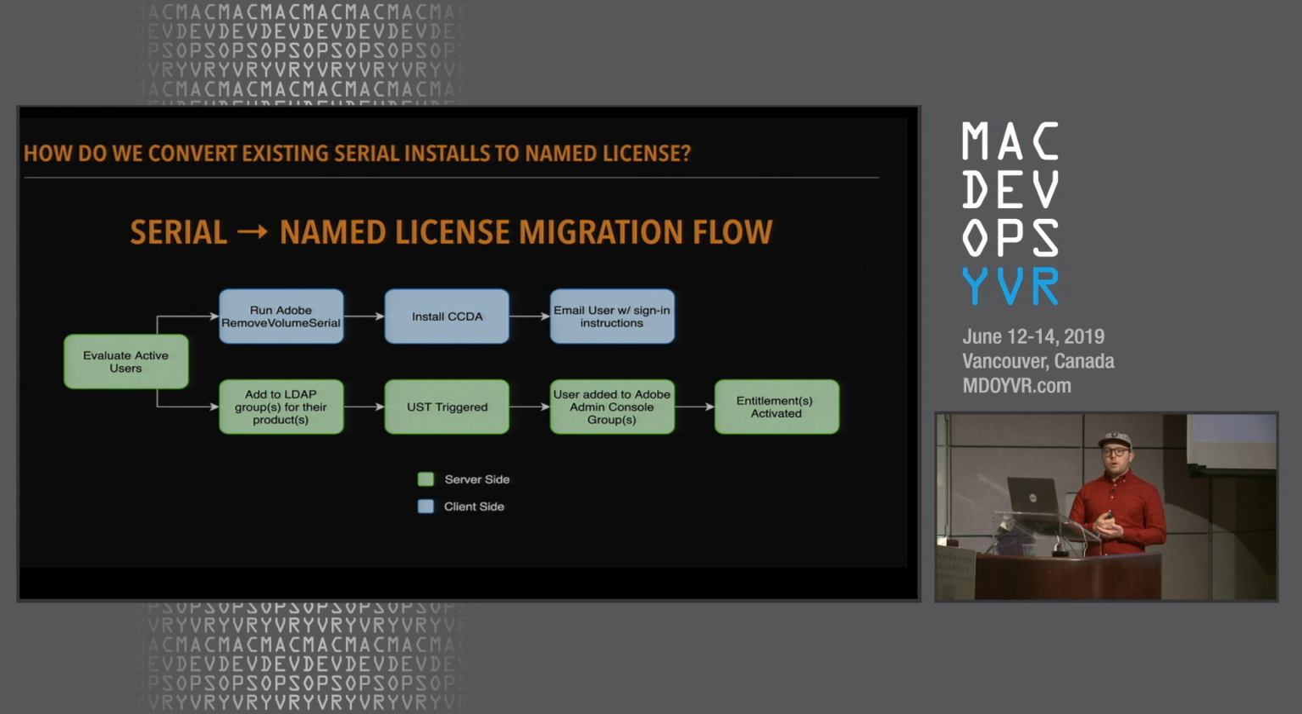Once we know who the users are, we add them to the LDAP group for their specific Adobe product. We run the Adobe remove volume serial script that Adobe gives us to strip away all of the serial information on the machine. When someone's added to LDAP, that triggers UST, which goes up to Adobe and adds them to the groups, and that activates their entitlements. Meanwhile, on the machine, it's installing the Creative Cloud desktop app. And then when all this is done and it's verified that they have their entitlement, it emails the user. It says, hey, you've just been migrated to named license, and you can go ahead and sign into the Creative Cloud desktop app, which is already on your computer.